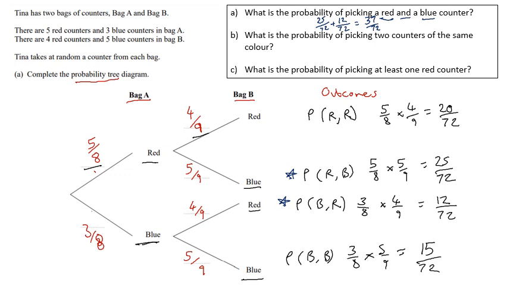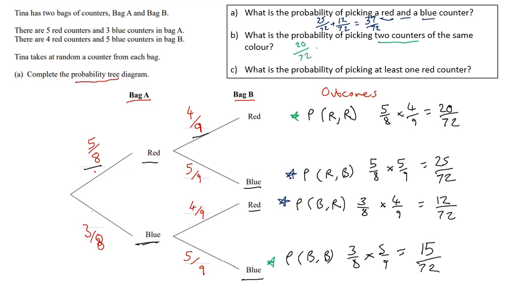Part B, sorry, I don't know where I got D from. For part B, what is the probability of picking 2 counters of the same colour? Well, there's 2 options for that again, aren't there? Either I could pick red and then red, and that would be 2 of the same colour, or I could pick blue and then blue, and that would be 2 of the same colour. And so we add these options together.